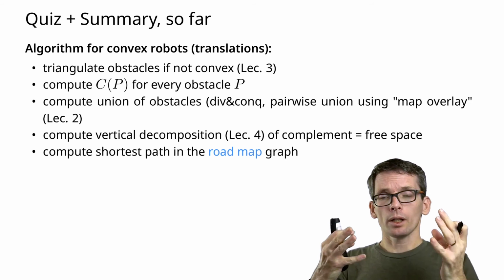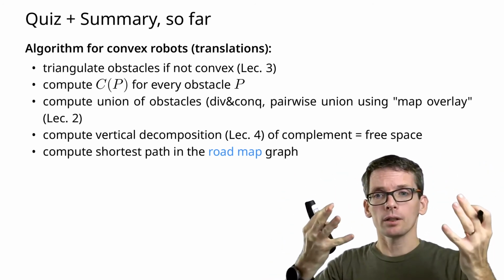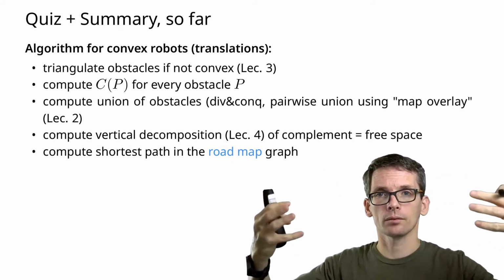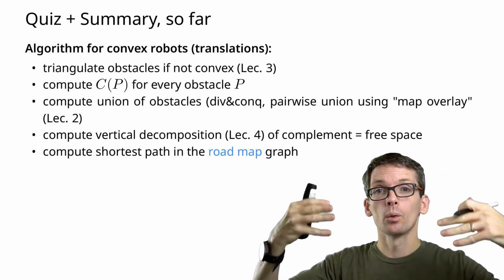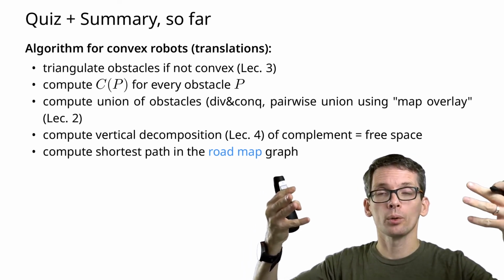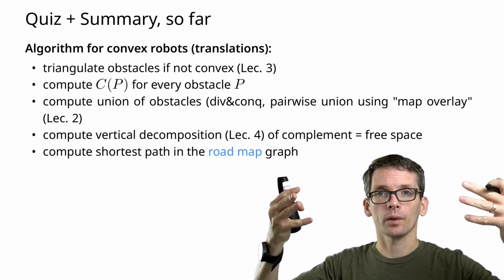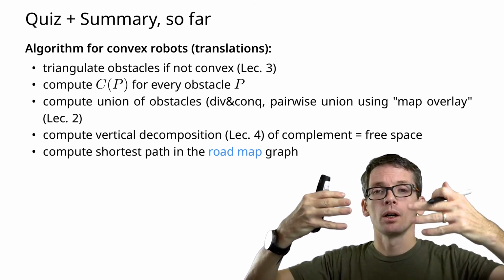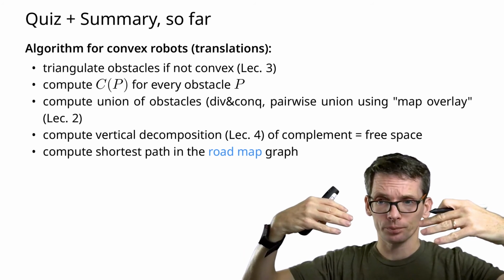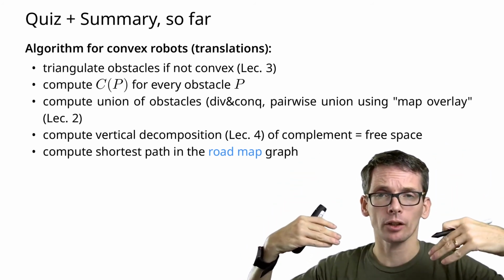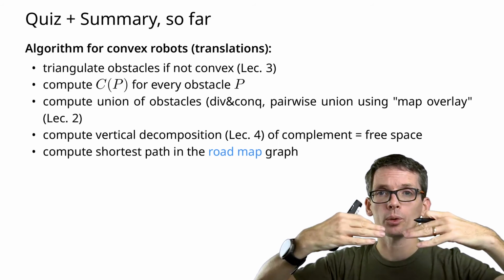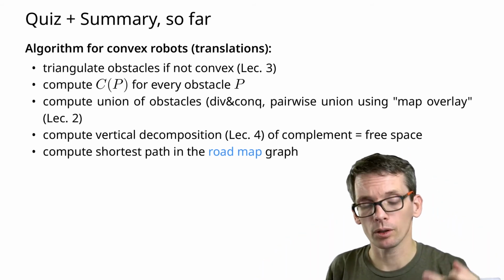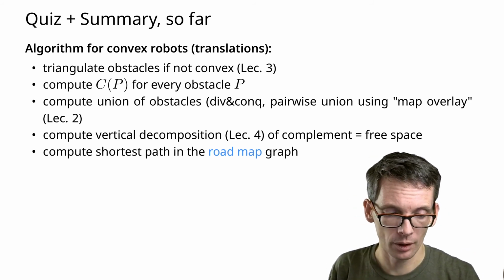The way we're going to do it is take all of these forbidden spaces and divide them into two sets, half of them here, half of them there. Recursively compute the union and then combine. The combine we do in the following way: we use the map overlay algorithm from the line segment intersection videos. That also allows us to compute the union of 2 objects. Then, to get the roadmap, we compute the vertical decomposition, compute the roadmap on that, and we're done.